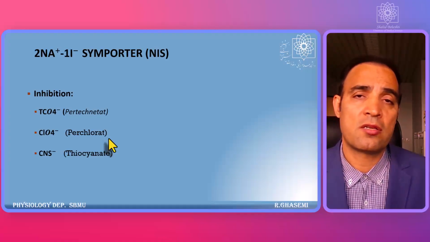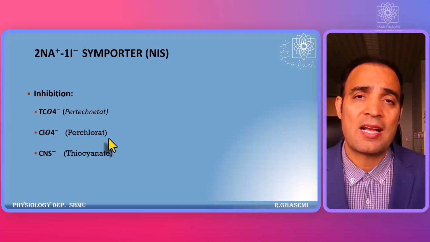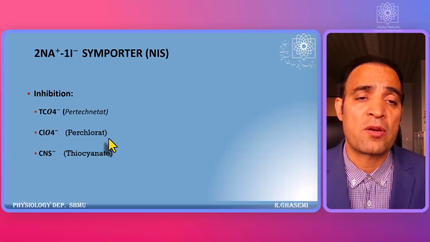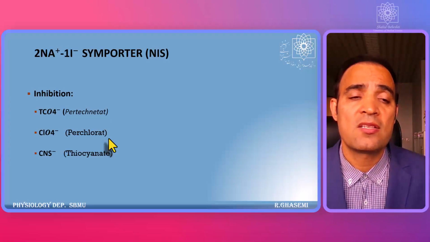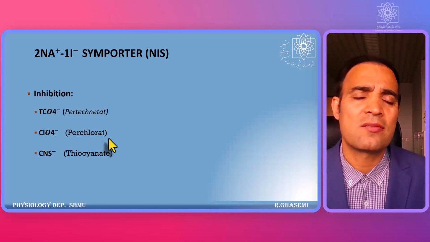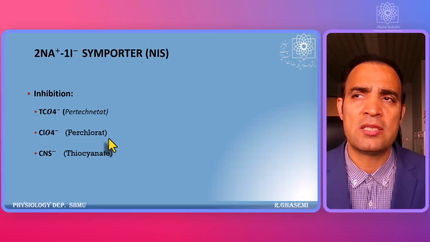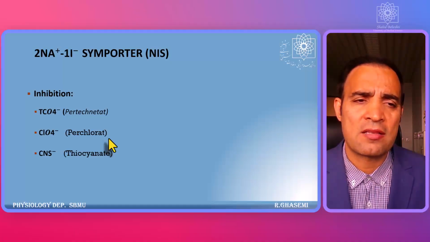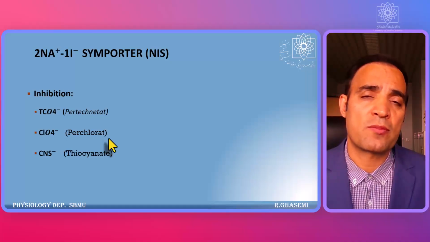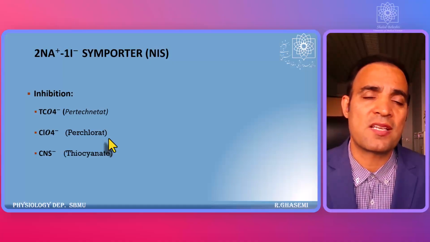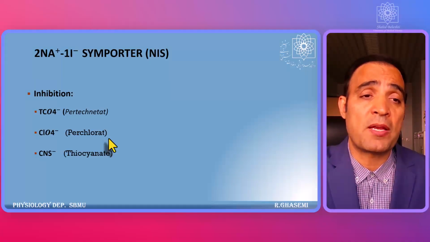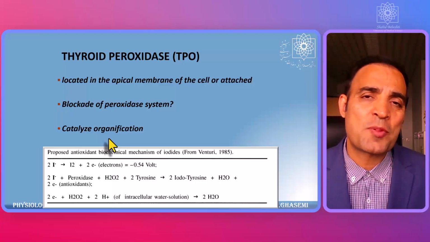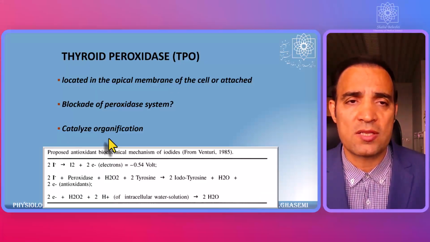This symporter could be inhibited by some drugs and some toxins, such as pertechnetate, perchlorate, or thiocyanate. These are toxins that are found in the agricultural system, and therefore they may bring about different stages of hypothyroidism in patients. These drugs also can be used to induce an experimental model of hypothyroidism.